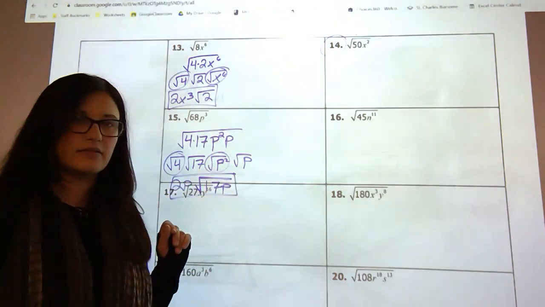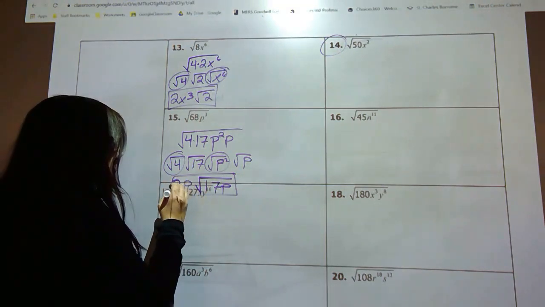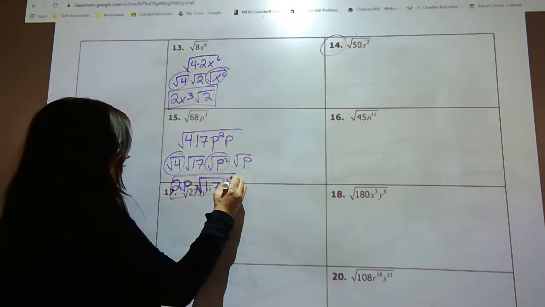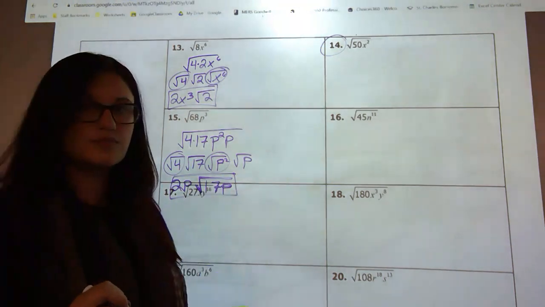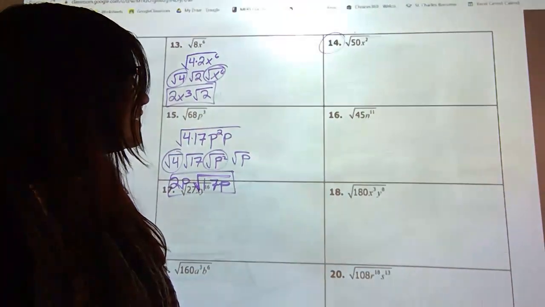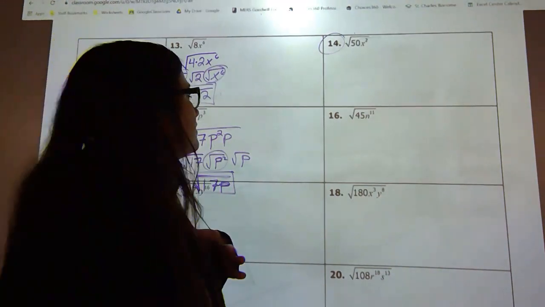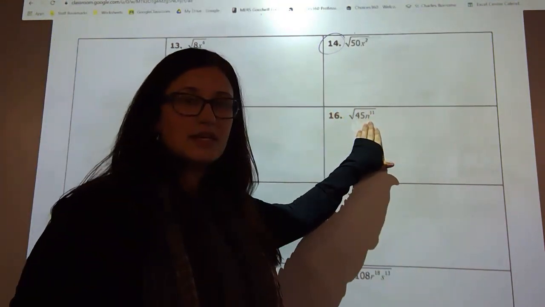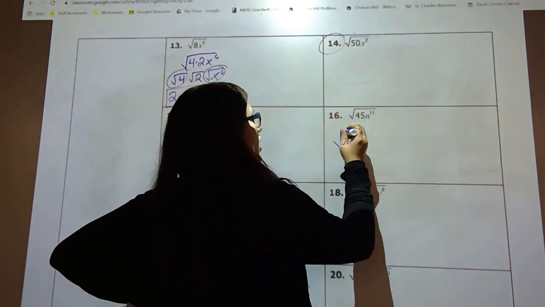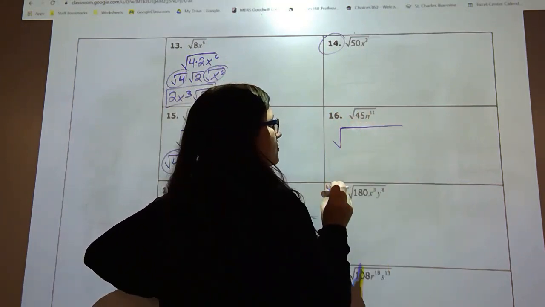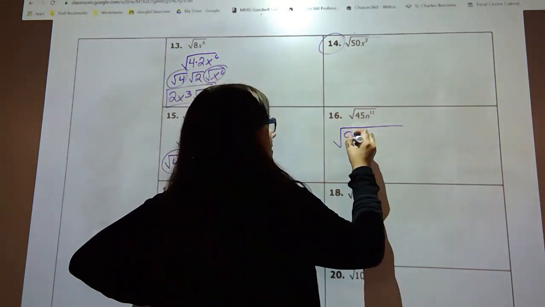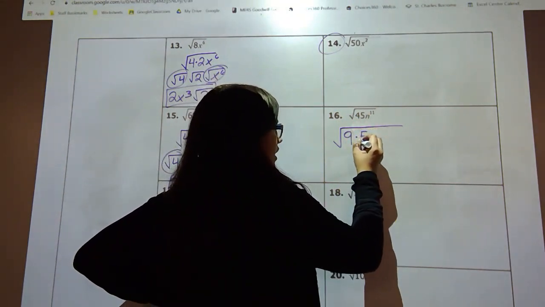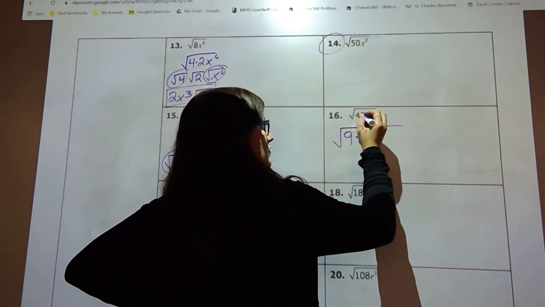That would just be silly, right? So we have 2p times the square root of 17p. Okay, all right, 16. 45 is not perfect, and n to the 11th is not perfect. So I'm going to see what perfect square I can divide evenly into it. I believe that 9 times 5 is 45, right? 9 times 5 is 45.